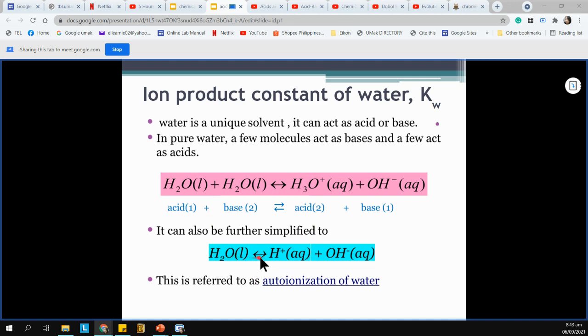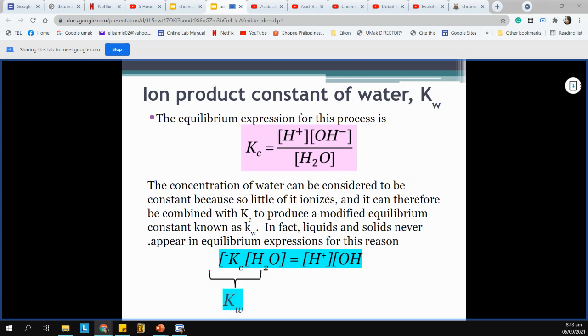So, water yielding hydrogen ion concentration and hydroxide ion concentration. Now, this is an equation known as the auto-ionization of water. Okay? Now, based on that one, we're going to get the constant of water. Di ba kanina, dapat to is Kw, sorry, my bad. It should be Kw, constant ng water.